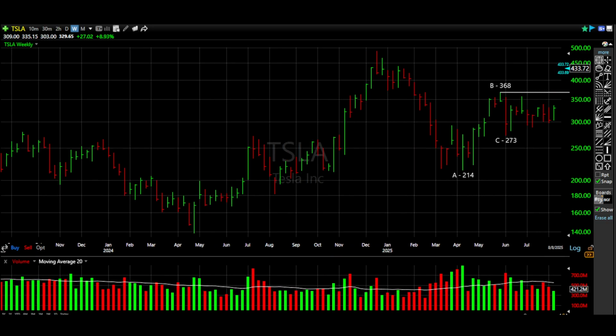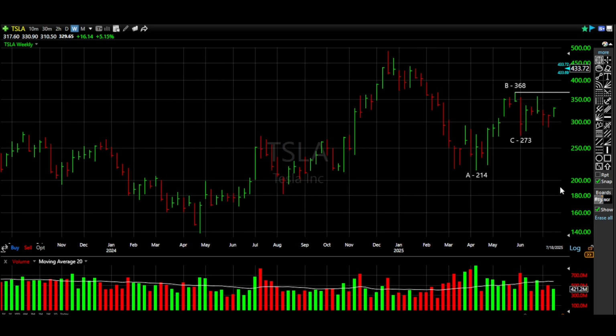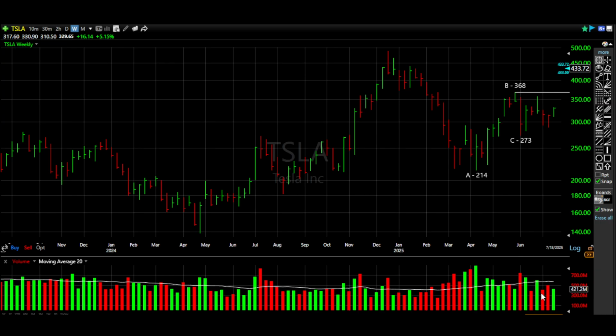So if I pull this back here, so let's say this is what you saw. You would kind of keep your eye on it as this was happening, right? You wouldn't be doing anything, but you would wait until it came up and retested that swing point. This would be your swing point right here. I've rounded this off, by the way. This is technically 367.71, just rounding off to 368.